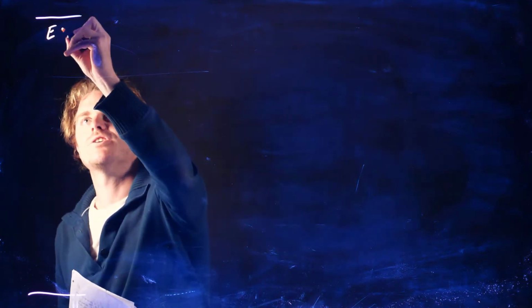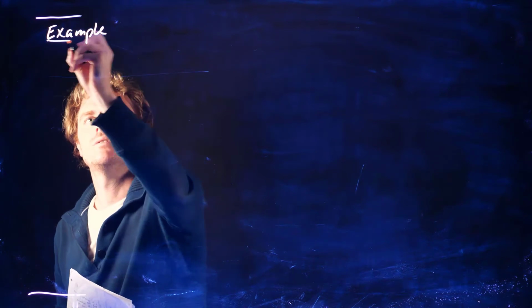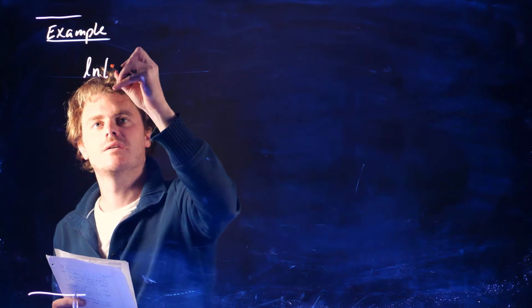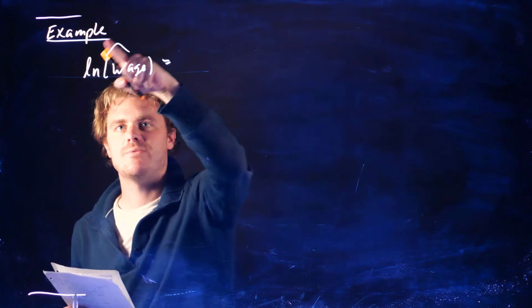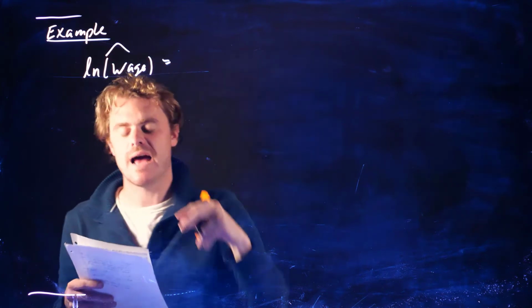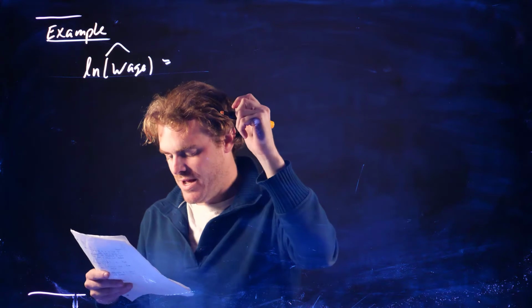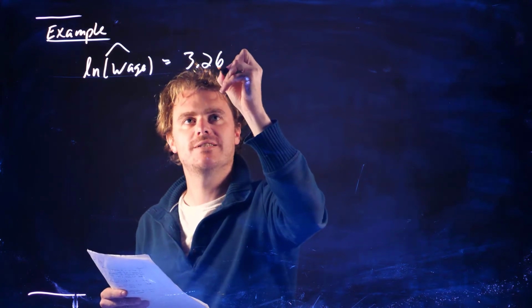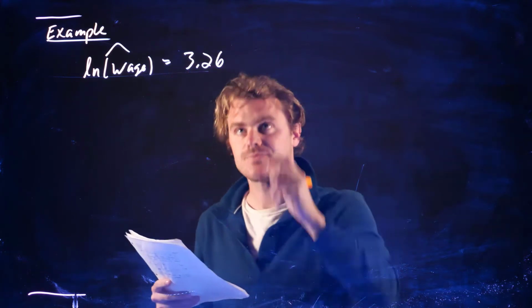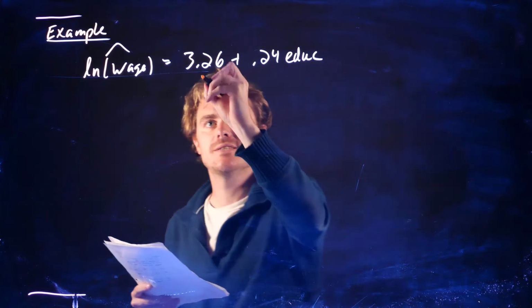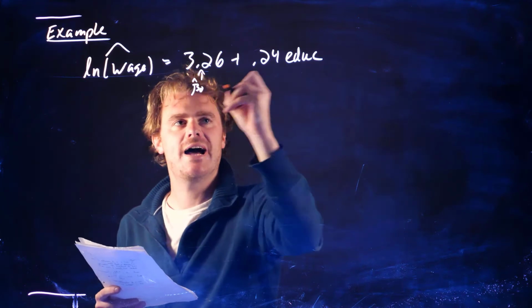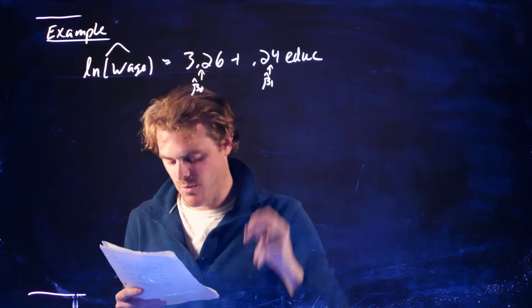So now we can think about doing a quick example of that interpretation. Let's say we got our information and we ran the regression on the data. Again, it's an estimate. We know we've estimated this relationship because of the hat on the log wage equals, let's say, 3.26. Again, let's say it's hourly wage. Plus 0.24 times education. So this is our beta hat 0, and this is our beta hat 1.